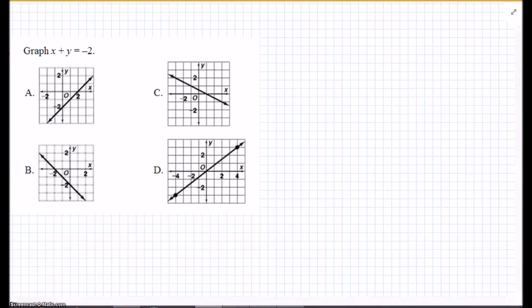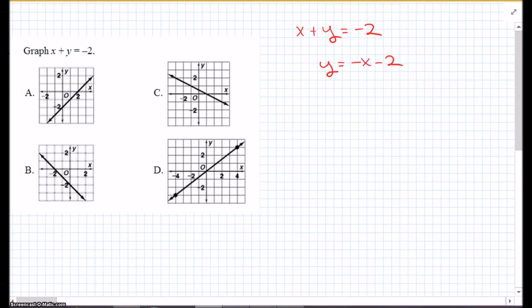Next one. Graph x plus y equals -2. There are a couple of things we could do first and foremost. We could rewrite the equation as y equals -x minus 2, and now we just plug in values for x and solve for y. That might be, again, the easiest way to do it.